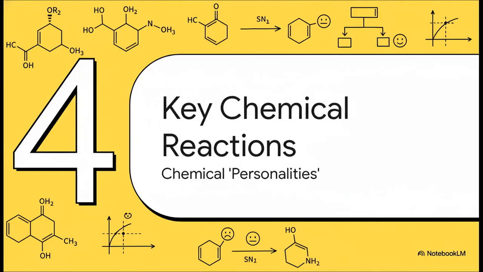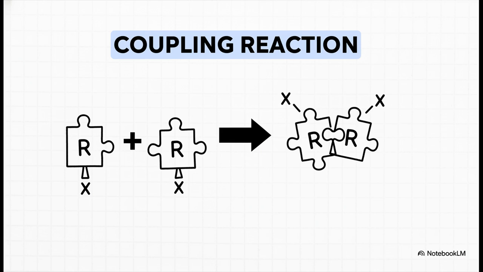So we've seen how to make them. Now let's see what they actually do. Every single one of these families has a few key reactions that define its chemical personality. For haloalkanes and haloarenes, a huge part of their personality is their ability to couple, which is just a fancy way of saying they join carbon chains together. They're fantastic at building bigger molecules from smaller pieces.